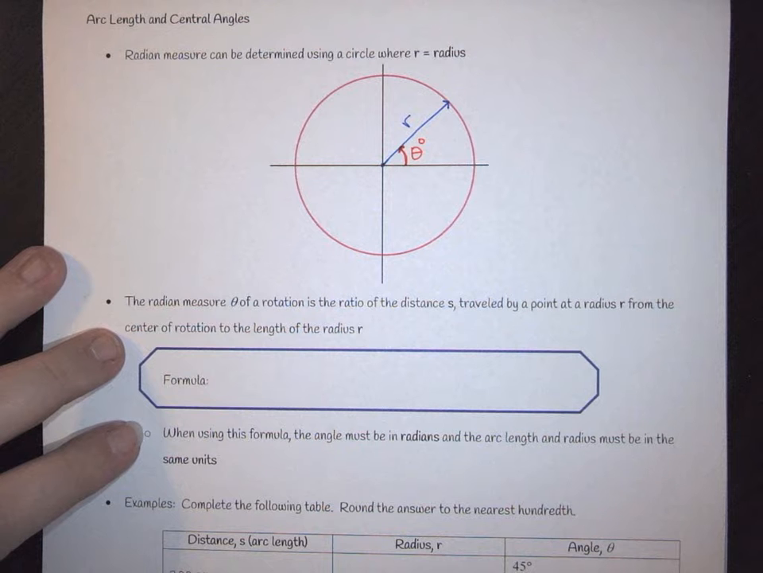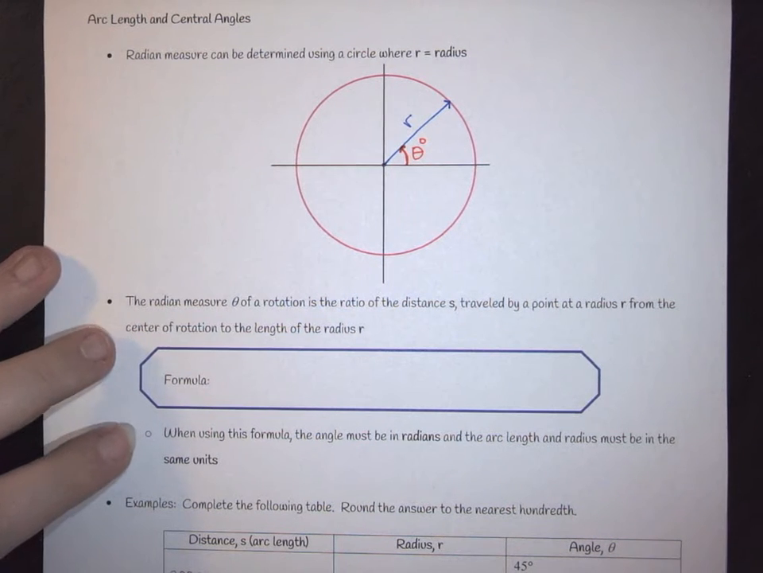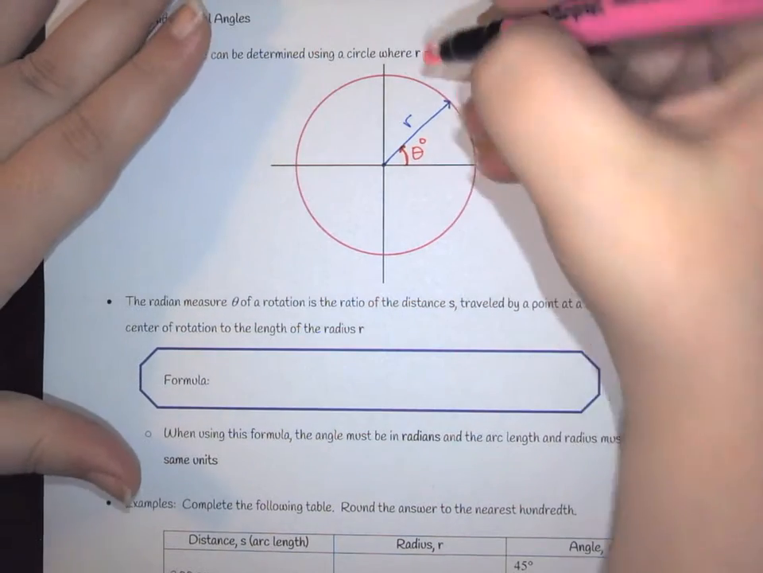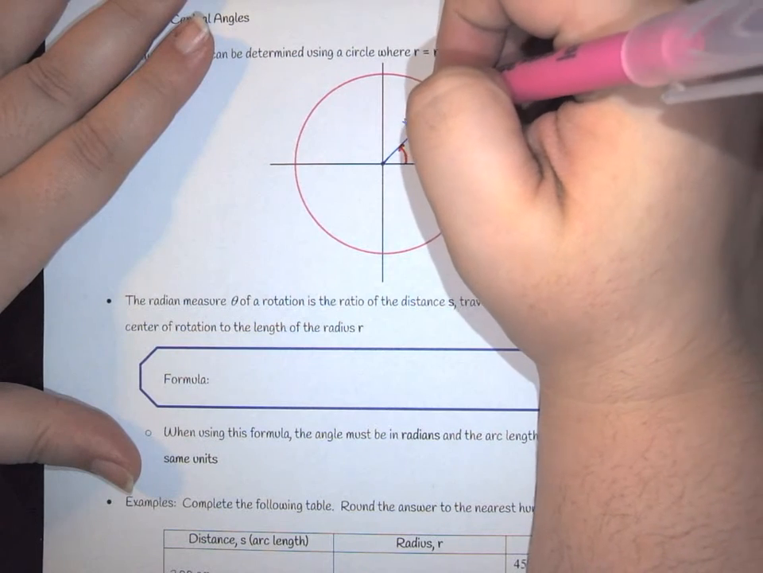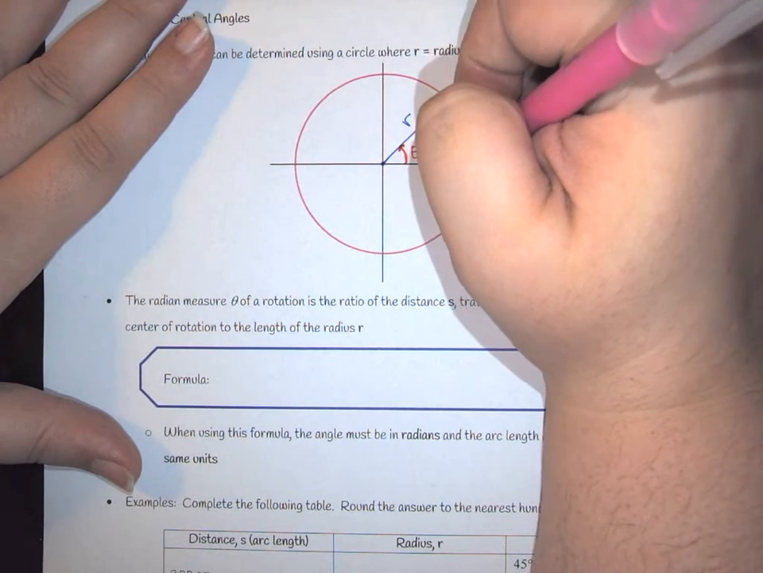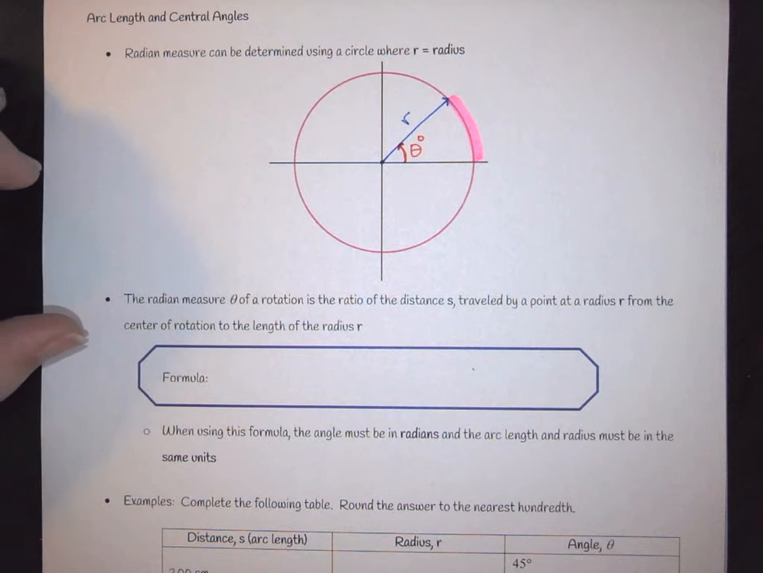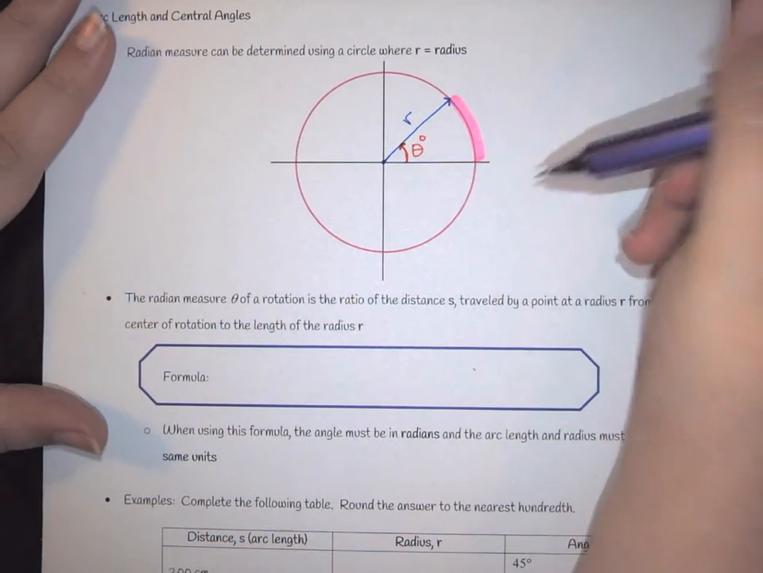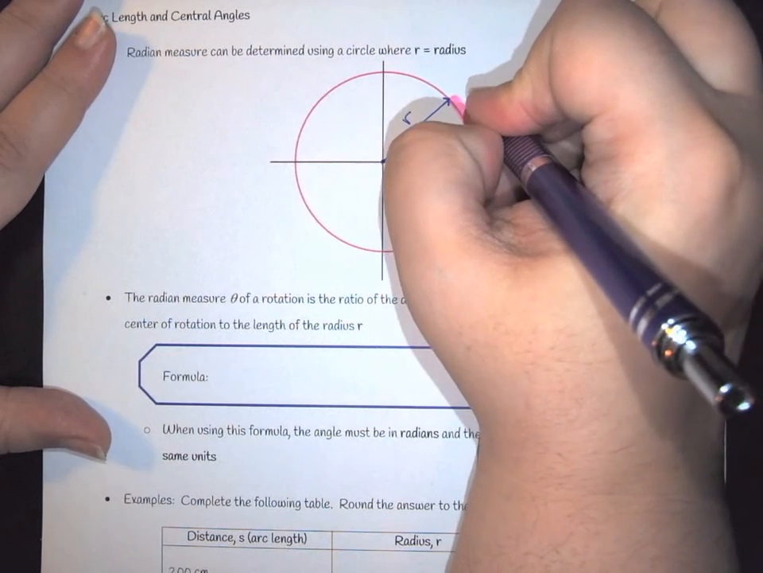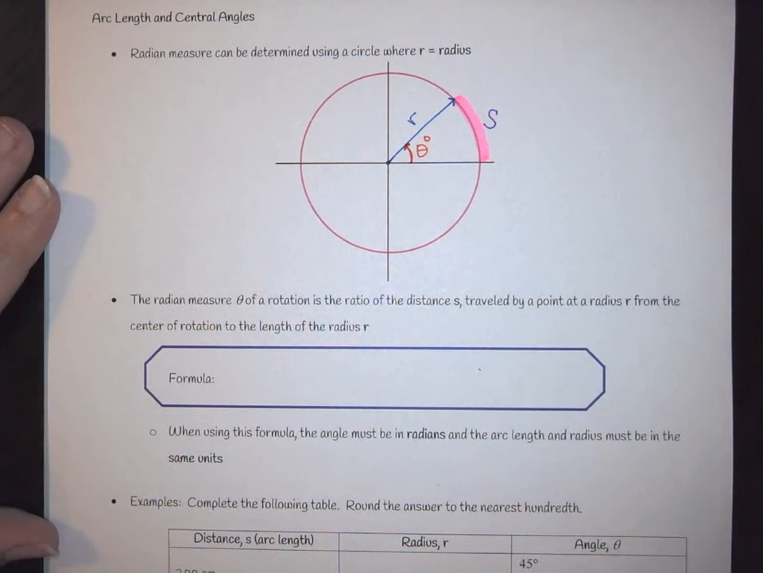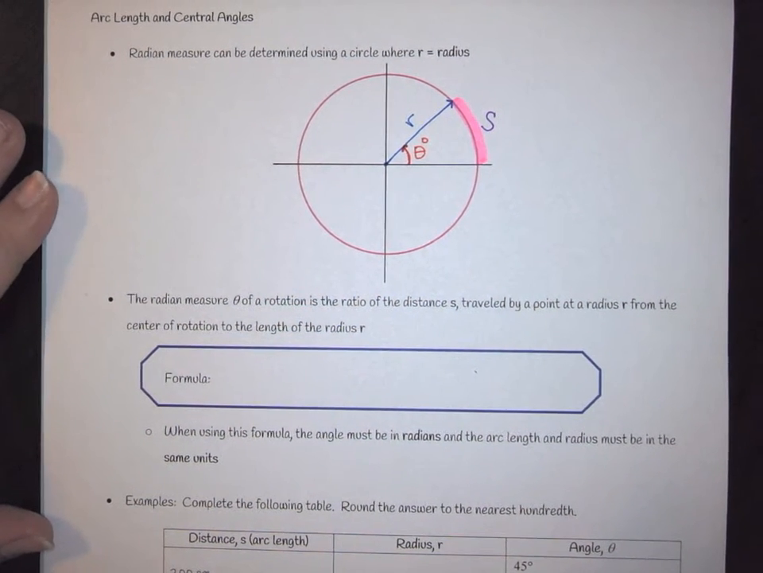Now the last thing that we know is that when we're talking about arc length, we are talking about the length of this outer part of the circle. So that goes from where your radius comes out all the way down to your axis, and we label this with an S. This would be your actual arc length, or the distance that was traveled.